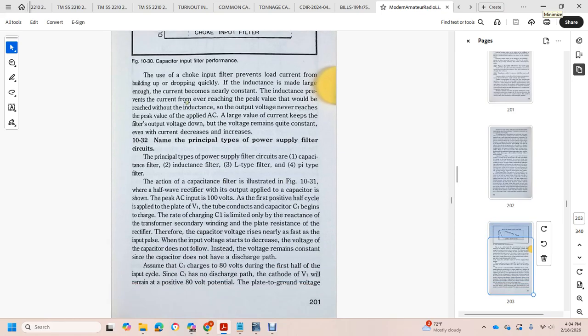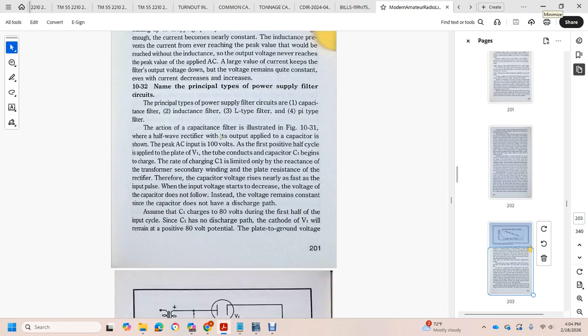Name the principal types of power supply filter. The principal types of power supply filter circuits are the capacitor filter, the inductor filter, the inductor type filter, and the pi type filter.